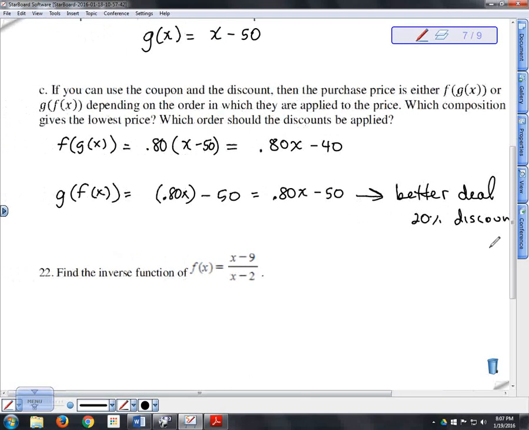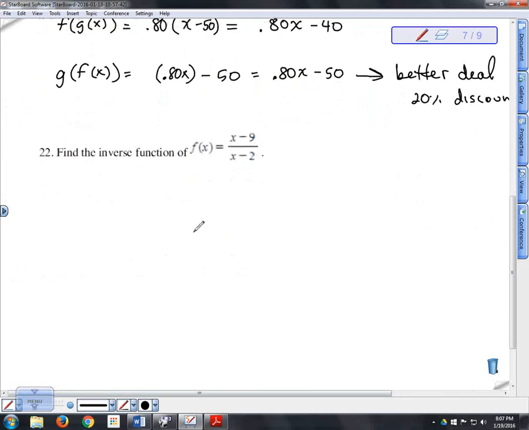Okay, question 22, find the inverse. The first step of finding the inverse of a function or the inverse of a relation here is to switch the place of x and y. So x equals y minus 9 over y minus 2.